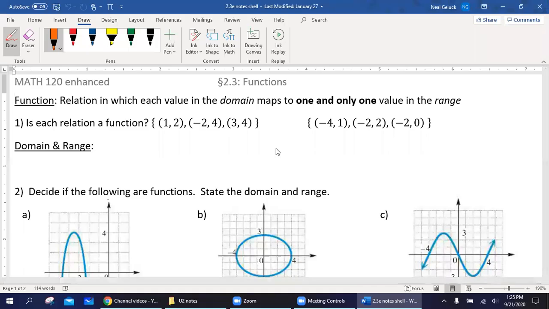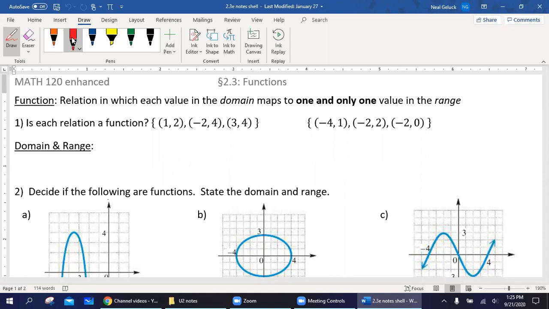For section 2.3, we're looking at functions. You've heard of functions before and you've dealt with them before, but just a reminder, in a function, each value in the domain, or your input, can only go to one value in the range. So basically, you cannot have the same x value going to different y values.